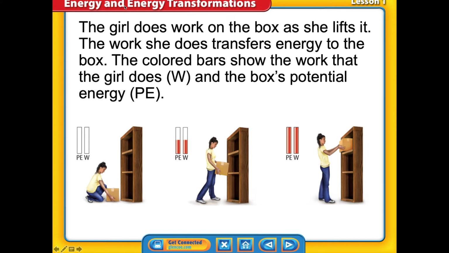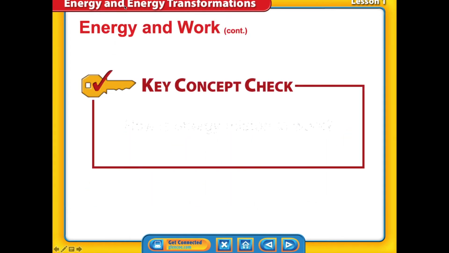And then on the third photograph, you can see that she's placed the box on the top shelf. Potential energy is at its highest, and the work is at its highest. So the more you're moving that box up, the heavier it is. So anytime we're lifting weights, there is potential energy because of gravity and work that is being applied for that. So how is energy related to work? Energy is related to work by the motion of the objects from one place to another, like lifting a box, for example.